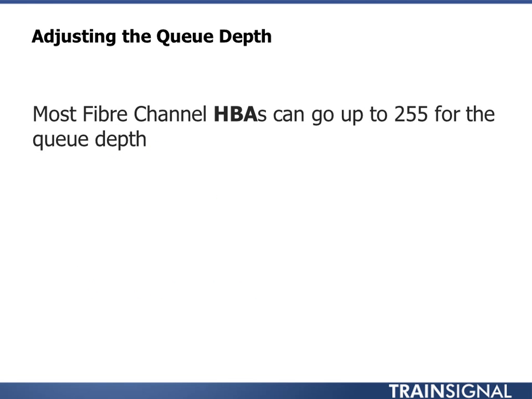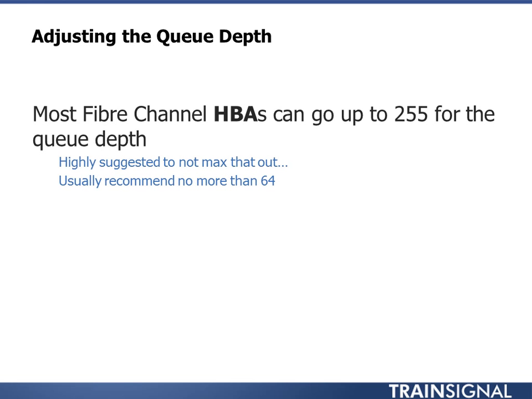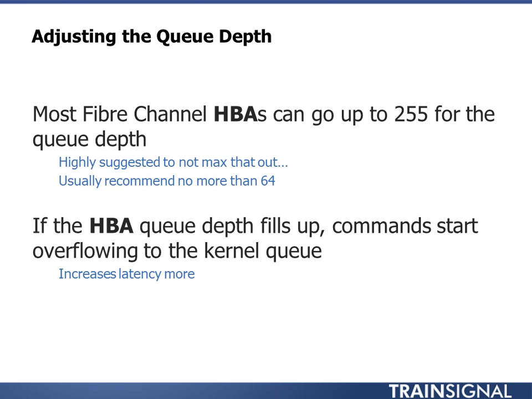You can adjust these. Most Fibre Channel HBAs, which are the host queues, can go up to 255. It's highly suggested that you don't max that out. Usually it's recommended no more than 64. If the HBA queue depth fills up, commands start overflowing to the kernel queue. You don't want that to happen. So you're going to say, well, Jason, why don't I just set it to 255? Because it's indicative of a larger problem.